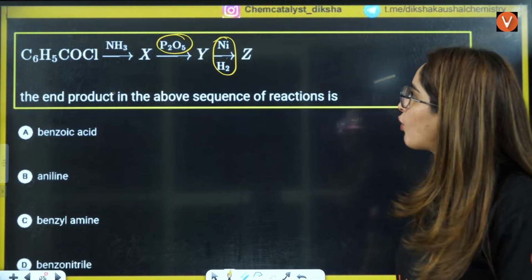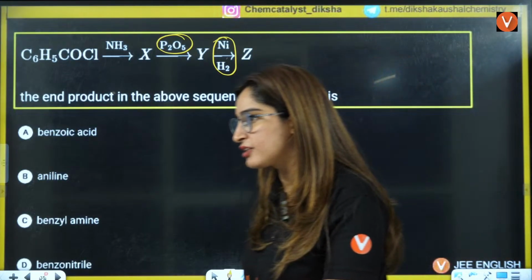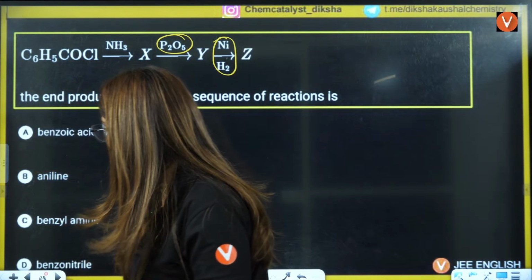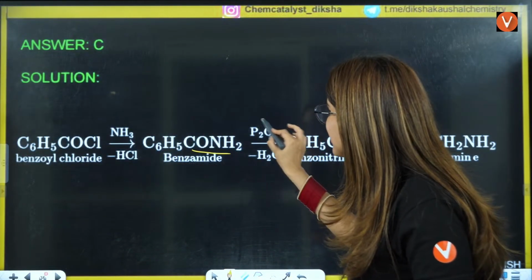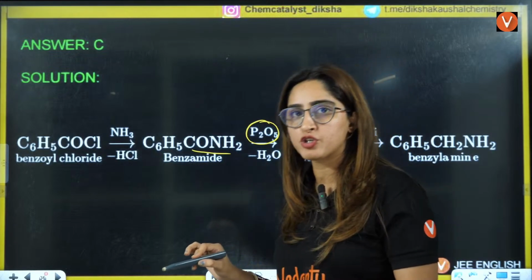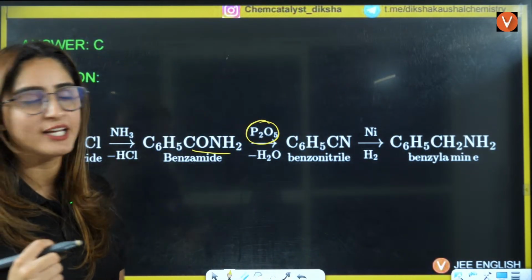That will be converted to amide. After that, what is the use of P2O5? So if you see, this is converted to CONH2. This is P2O5, H3PO4, H2SO4. All these are very good dehydrating agents.